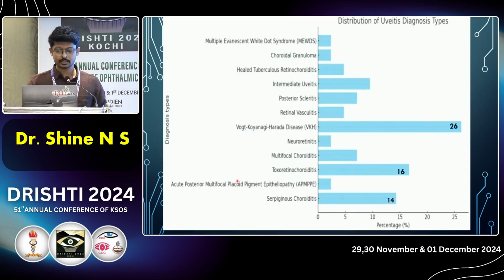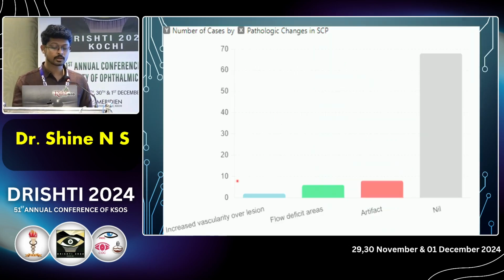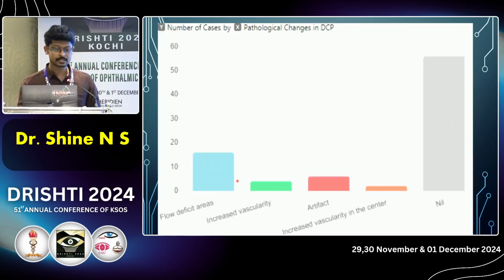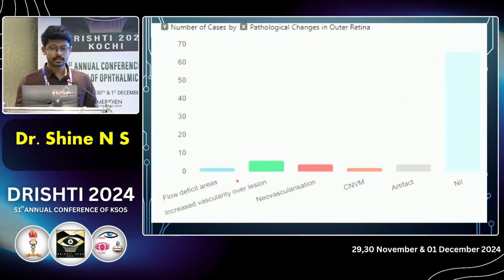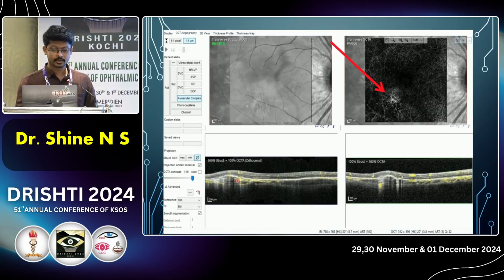Coming to the results, the main disease type we encountered in our study was VKH, followed by toxoretinochoroiditis and serpiginous choroiditis. The findings in the superficial capillary plexus were fewer, and we found a significant amount of artifacts in this layer. In the deep capillary plexus layer, flow deficit area was the main feature. In the outer retina, we found neovascularization and CNVM in almost 4% of patients. This is an image of CNVM in the OCTA interface.